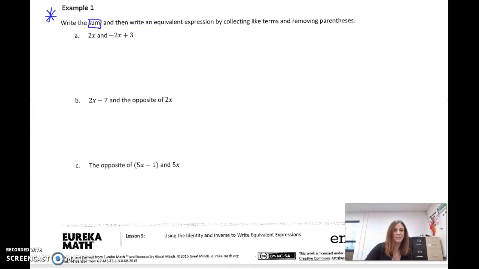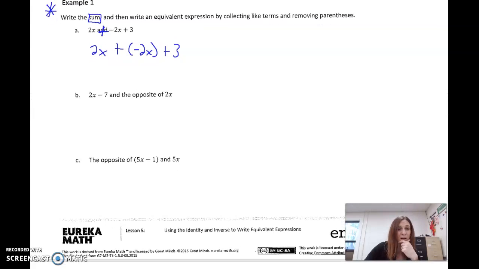So if we want the sum of 2x and negative 2x plus 3, "and" is where you put the plus sign. If it's a difference, that's where you put the minus sign. If it's a product, as we're going to get to, that's where we put the multiplication sign, okay? So we're just going to go 2x and, so plus, negative 2x plus 3. Now this is what we were working on in the other lessons, okay? So don't overthink this stuff.